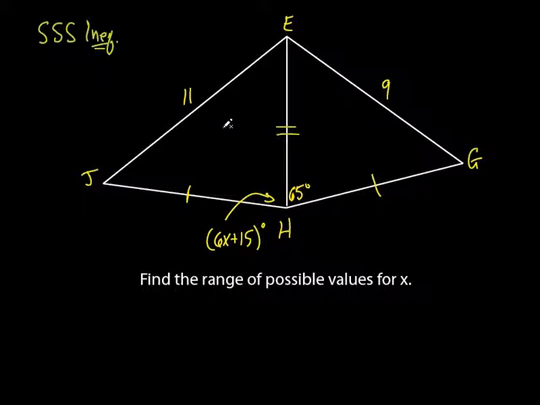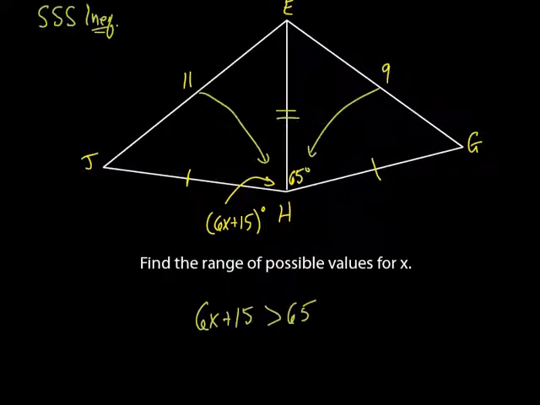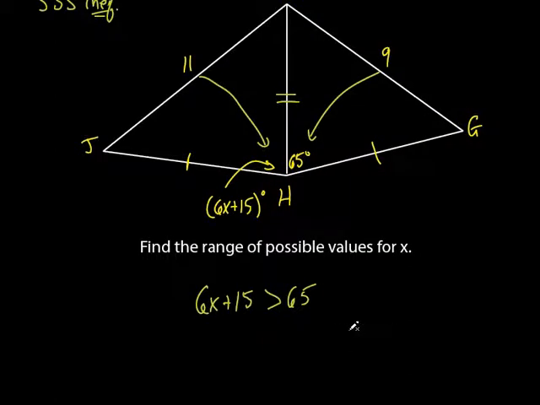What does the side inequality theorem, or the converse of the hinge theorem, tell me? Well, it says that the angle opposite the bigger side, this one right here, is going to be larger than the angle opposite the shorter side. So that means that this 6x plus 15 has got to be greater than this 65 degrees. So I can actually find one of my values for x. And you're like, well, one of the values, I thought we were only going to get one answer. Nope, there's actually a range of possible values for x between one number and another number.